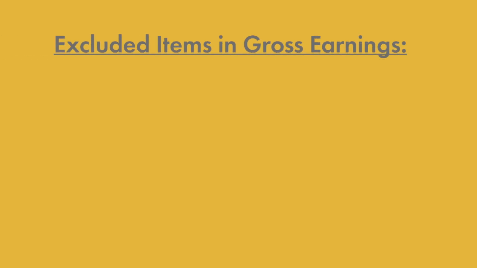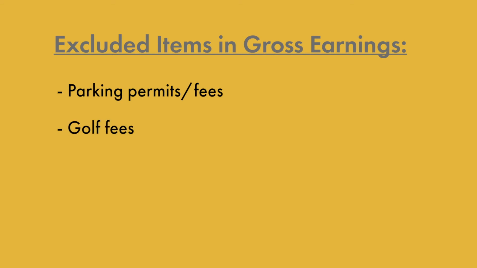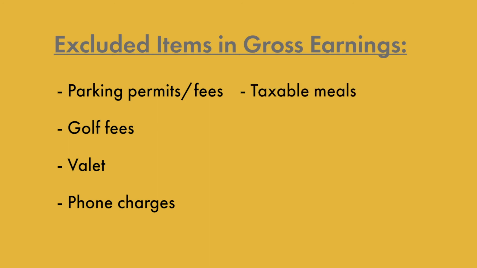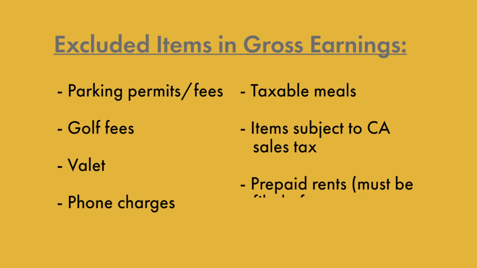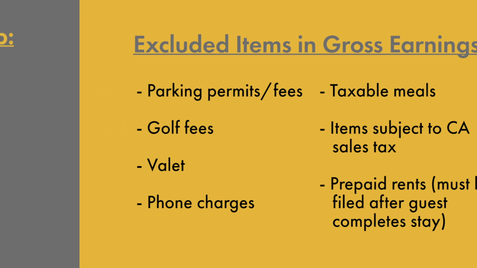The total/gross earnings do not have to include parking permits and fees, golf fees, valet, phone charges, taxable meals, items subject to California sales tax, and prepaid rents, which should be filed after the guest has completed their stay. The above items should be listed separately on the rental receipt.